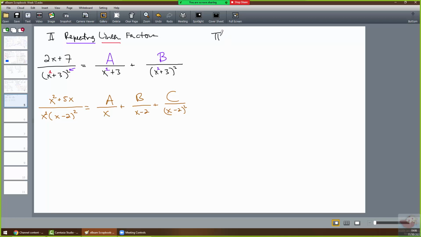Case 3 is non-repeating quadratic factors.